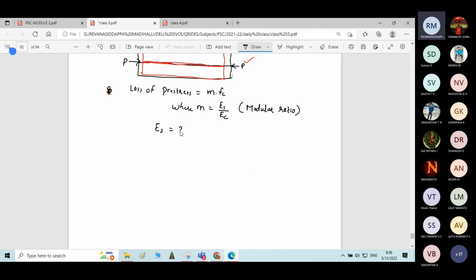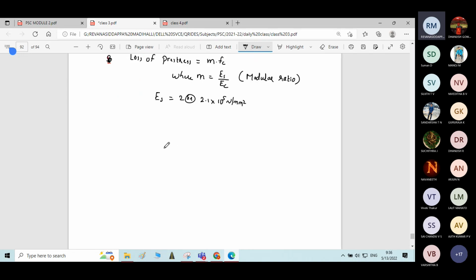Then Young's modulus of steel is a known value. It is 2.1 into 10 raised to 5 Newton per mm square. Sometimes it will be given, sometimes it will not be given. If it is not given, you need to remember this value, Young's modulus of steel. I think you are familiar with this constant, that is 2.1 into 10 power 5 Newton per mm square.